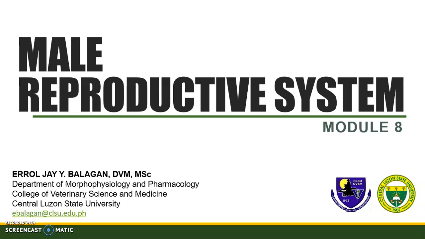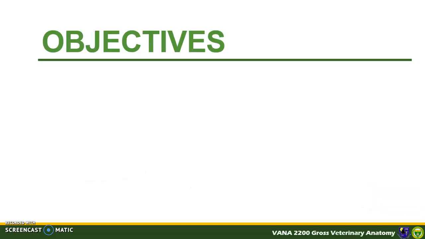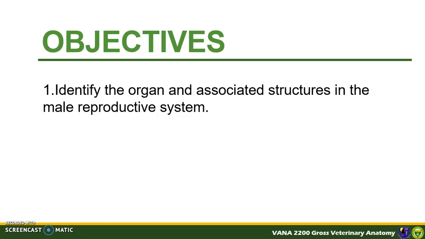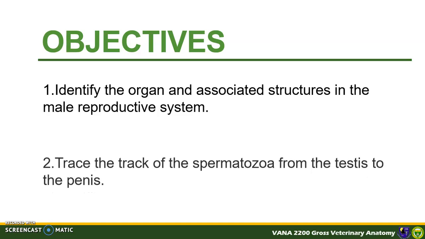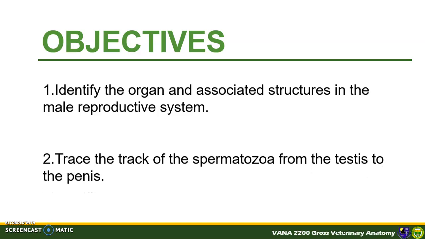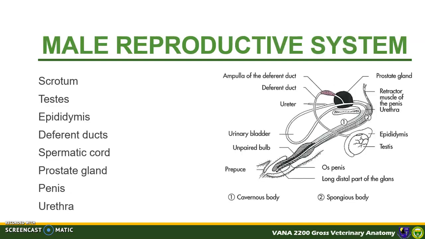the ducts at which the gametes travel to be released outside of the body, the copulatory organ used by the male animals for copulation, and then the accessory sex glands. An understanding of the chronological order of the system parts is essential to appreciate the anatomy of the male reproductive system. At the end of this module, you should be able to identify the organs and associated structures in the male reproductive system and at least trace the track of the spermatozoa from the testis to the penis.